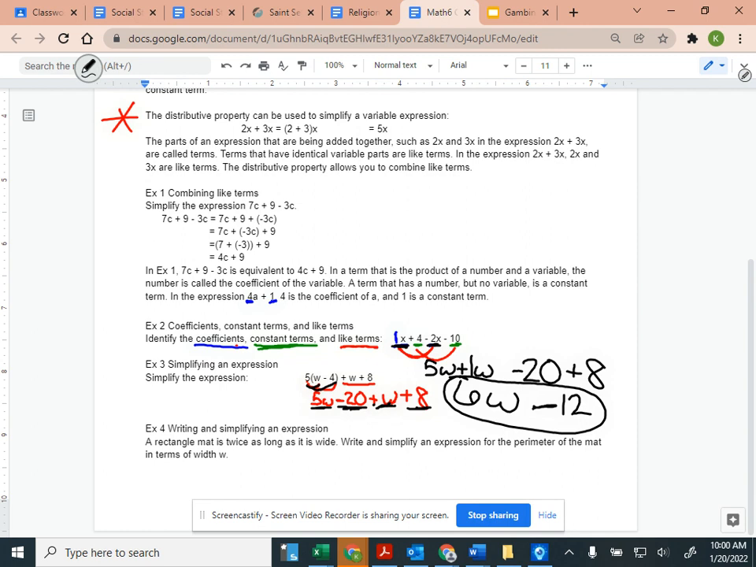Writing and simplifying an expression. A rectangular mat is twice as long as it is wide. Write and simplify an expression for the perimeter of the mat in terms of width, W. So who thinks they can do that? I'm looking at you, Ryan. You haven't answered anything, no?